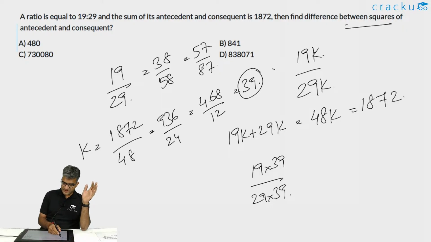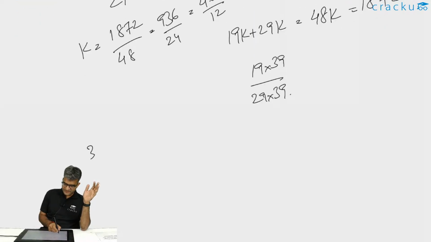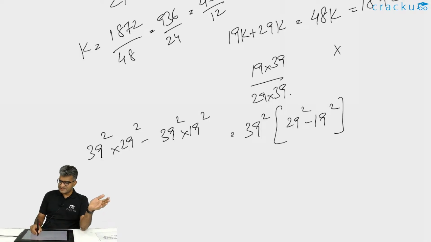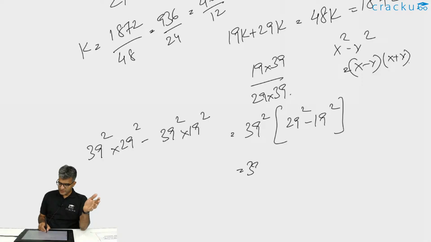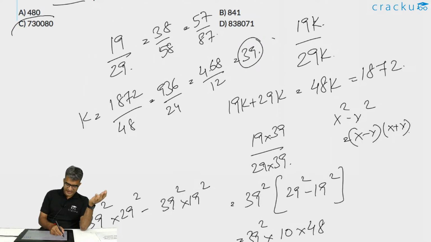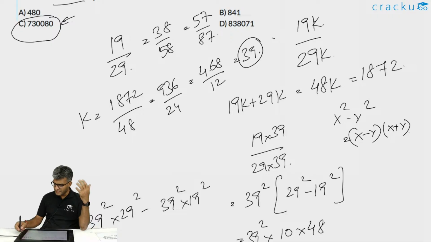What is the difference between the squares of the antecedent and the consequent? So what we are required to calculate is the value of 39 square into 29 square minus 39 square into 19 square. We can take 39 square common. If you have a calculator, you can do it quickly. Otherwise, just take 39 square common. This is 29 square minus 19 square. We know the trick for x square minus y square. This is equal to x minus y into x plus y. So this is basically equal to 39 square into 10 into 48. You can use your calculator now and you can calculate that. The answer will be 7,30,080. Let us look at the next question.